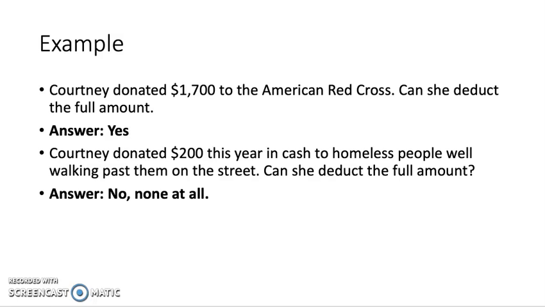Courtney donated $200 this year in cash to homeless people while walking past them on the street. Can she deduct this amount? No, she can't deduct this at all. That is not a recognized charity. It is just a good act and a good Samaritan performing it.